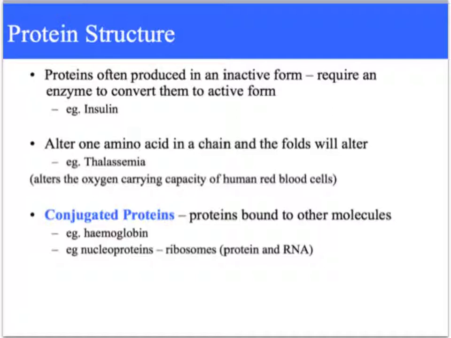If something is conjugated, it is joined. So it's proteins bound to other molecules. So things like hemoglobin and nuclear proteins. So nucleo is ribosome, so it's protein and RNA joined together. The nucleo is like a nucleotide.